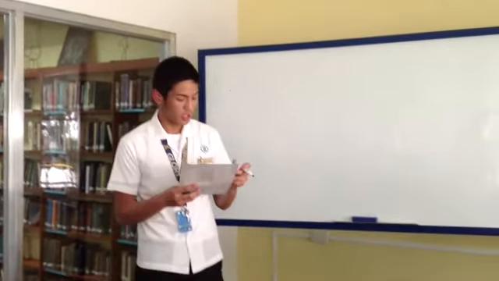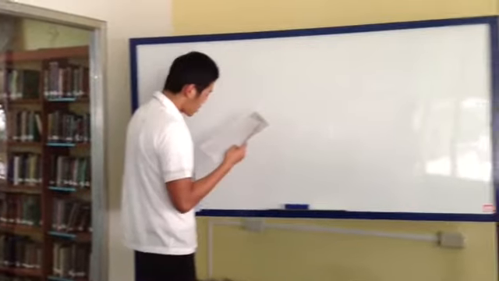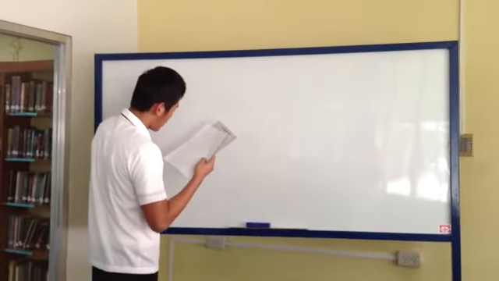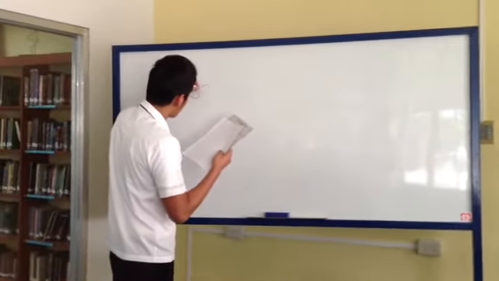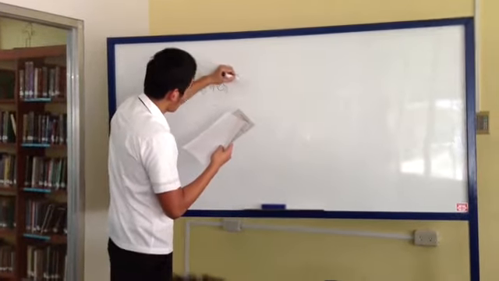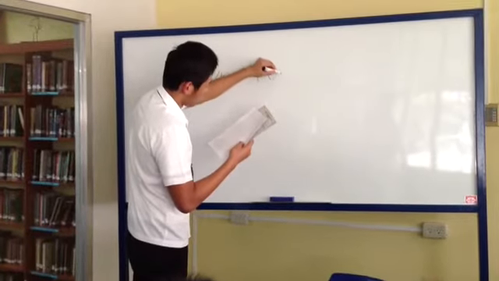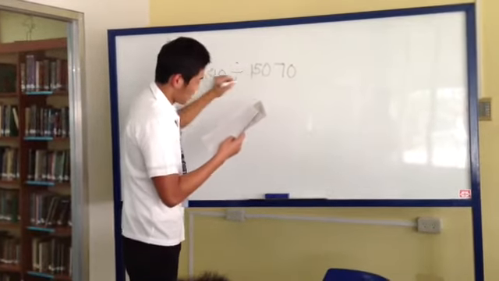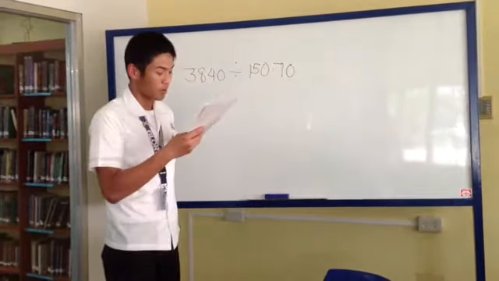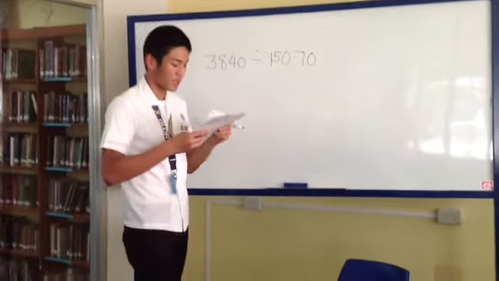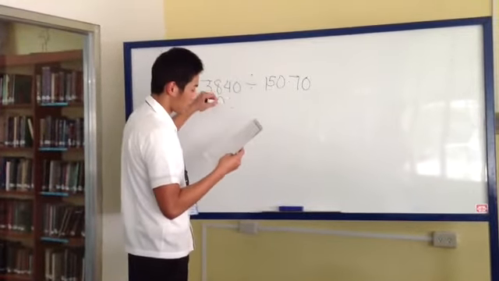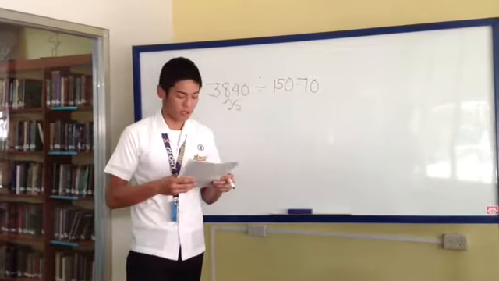The question for number 2 is, at most, how many such mooncakes can be packed in the box? 3,840 divided by 150.79 would be equal to the mooncakes that can be packed. And the answer to this is 25 mooncakes can be placed in each box.